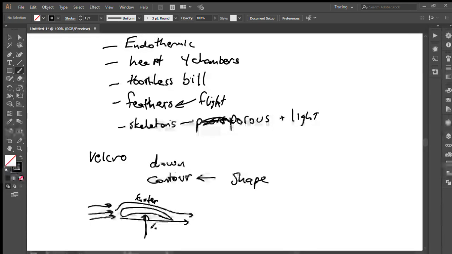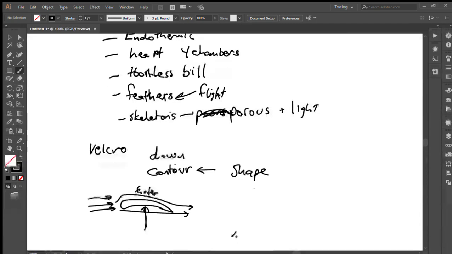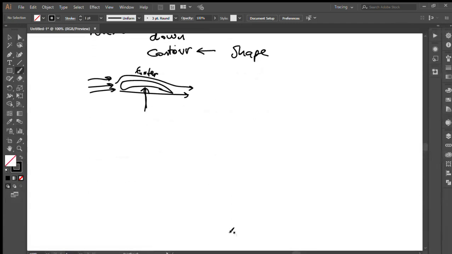So let's talk about the skeleton. Most birds have porous light bones. Why is that? Well, you want to stay in the air. The lighter you are, the better chance you have of doing that. So you don't want a lot of weight to try and get into the air. So all birds that fly have porous light bones. They must be lightweight, but they have to be strong at the same time. So there's an interesting problem.